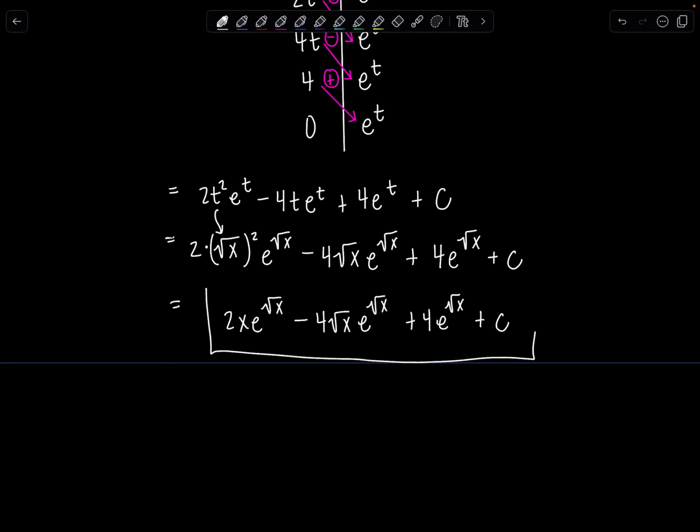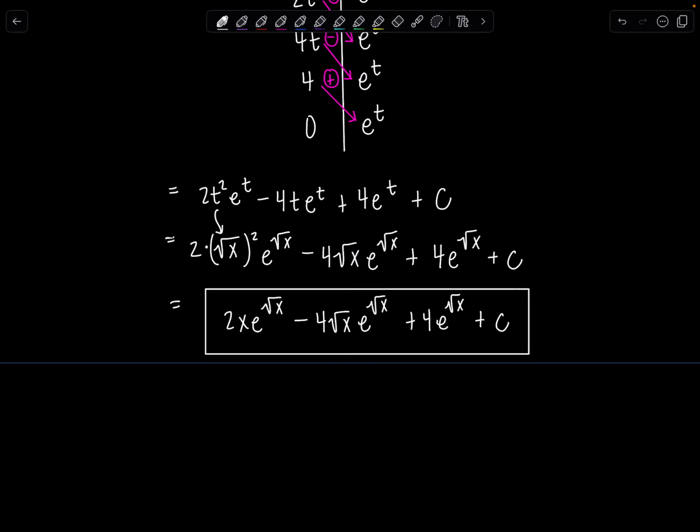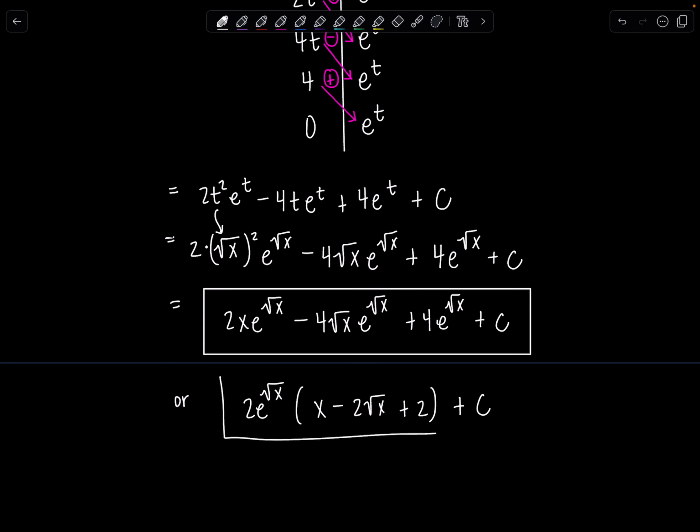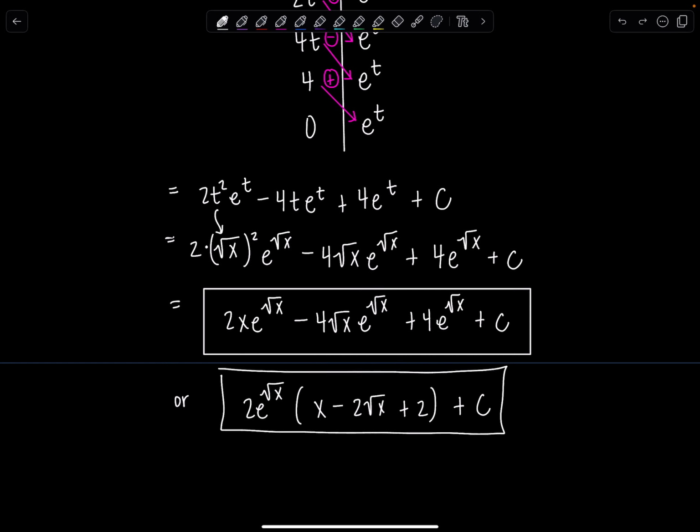I think it's totally fine if you want to stop here. You also might be inclined to factor out 2e to the rad x, since all terms have that in common. So let me go ahead and do that. So then I'd be left with x minus 2 rad x plus 2 plus c, which is very nice looking as well. So take your pick. That concludes the integral of the day for this lovely Monday.